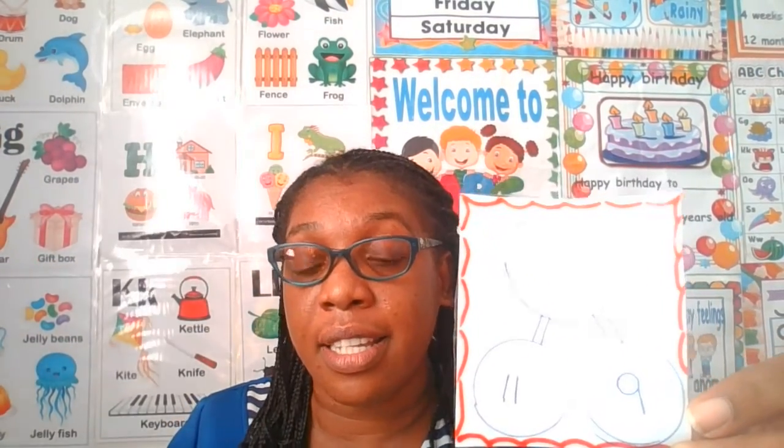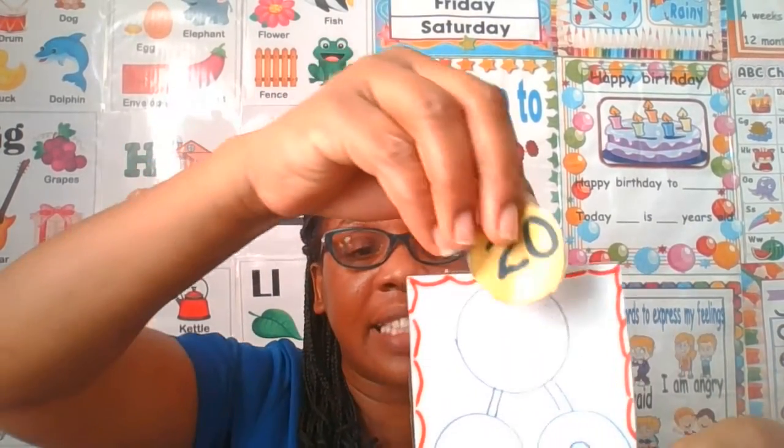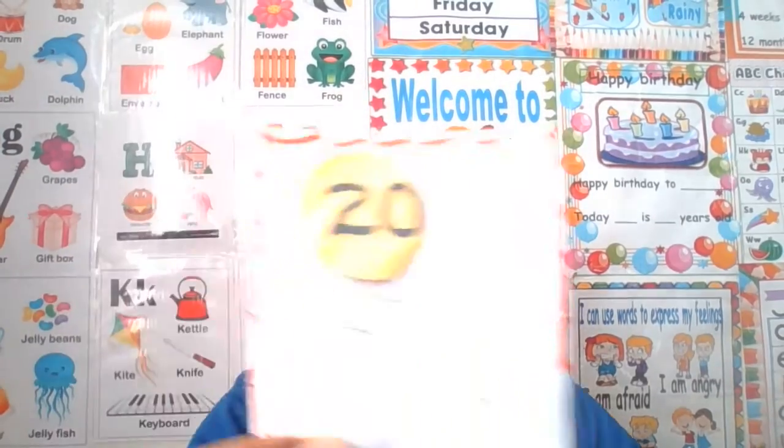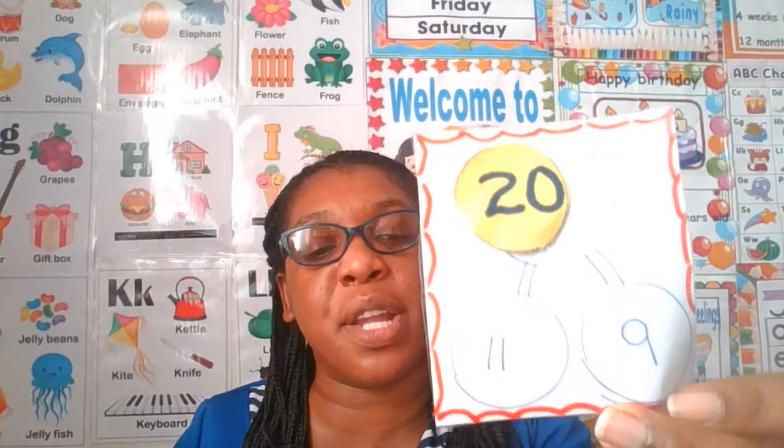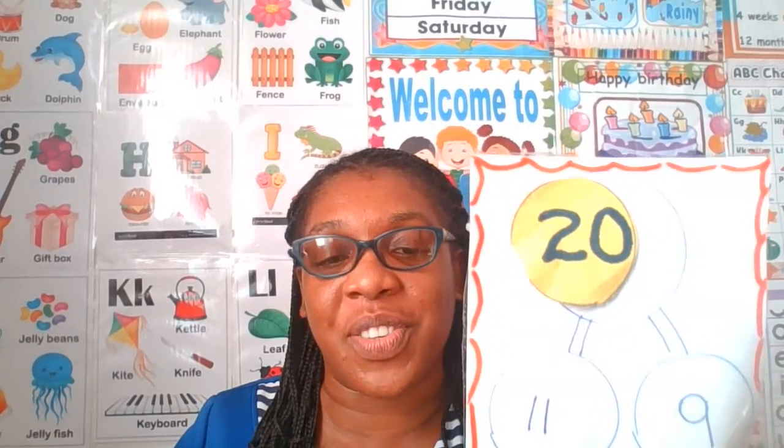That make 20. 11 plus 9, that is 20. 11 plus 9, that is 20. number bonds, number bonds. I know my number bonds, number bonds, number bonds. That make 20. 11 plus 9 equals 20. 11 plus 9 equals 20. Number bonds, number bonds. I know my number bonds, number bonds, number bonds. That make 20. Great, guys.